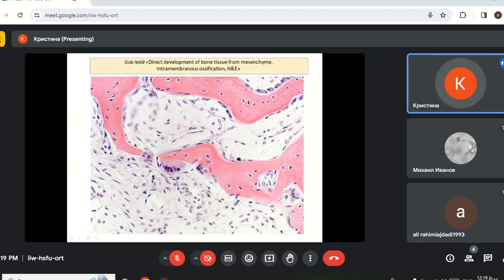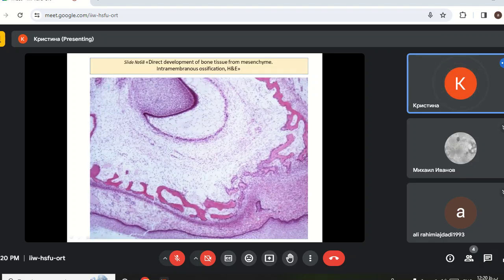Another example of the same preparation: bone spicule with embedded osteocytes. Osteoblasts cover the surface, non-active flattened, active standing with a lot of cytoplasm, and here the osteoclast. Mesenchyme surrounds the bone spicules.